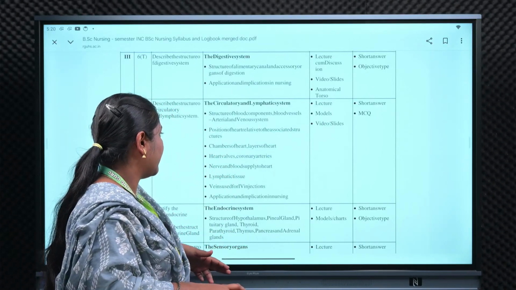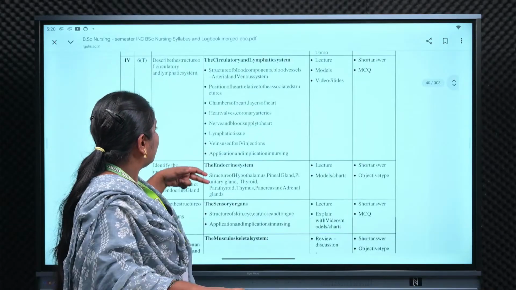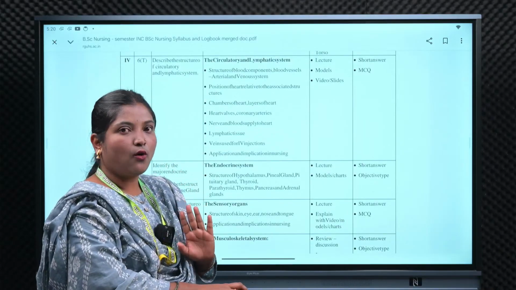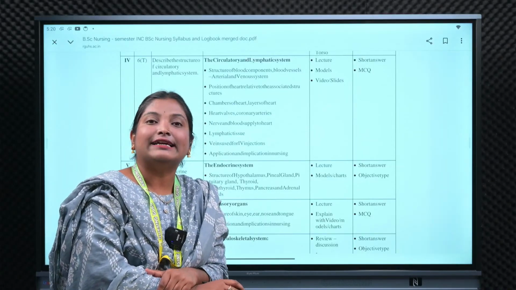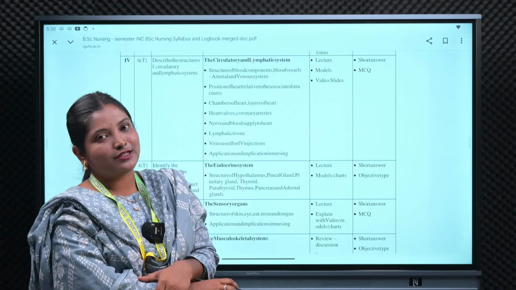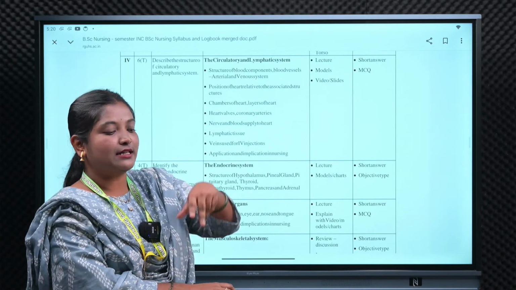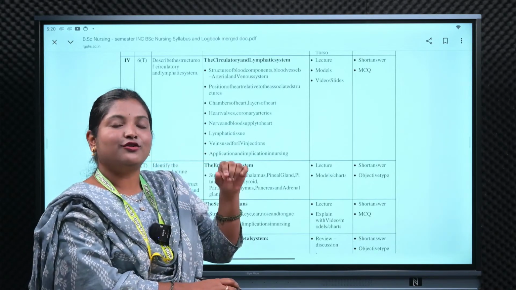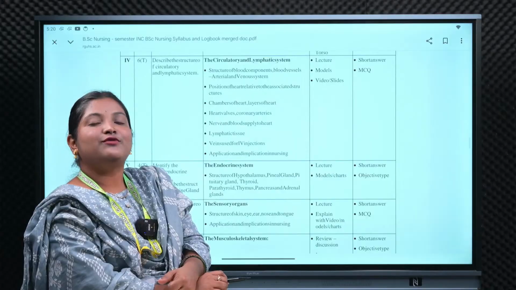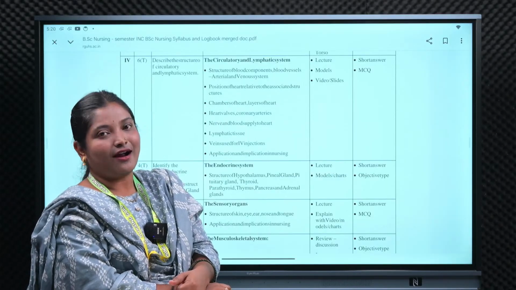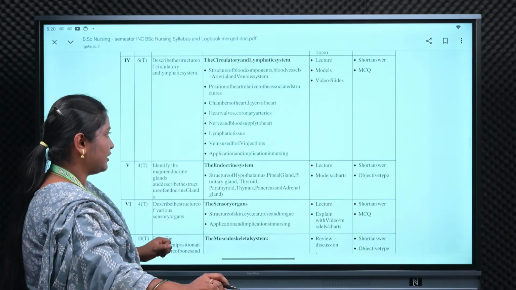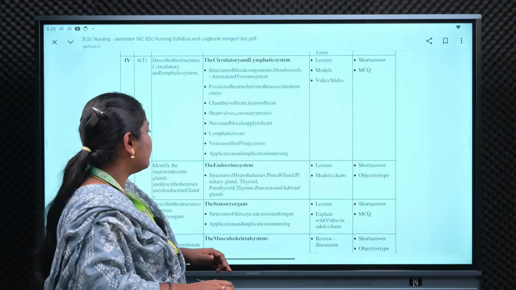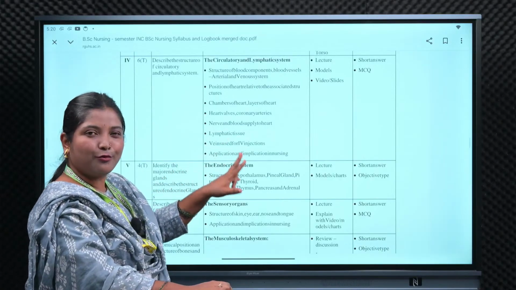So the fourth unit is also over. We get an idea of what we are going to study in the fourth unit, which is related to the circulatory system. Circulatory means blood circulation, which is done through the heart. All these things we are going to study in this particular unit. So that is all about the anatomy.